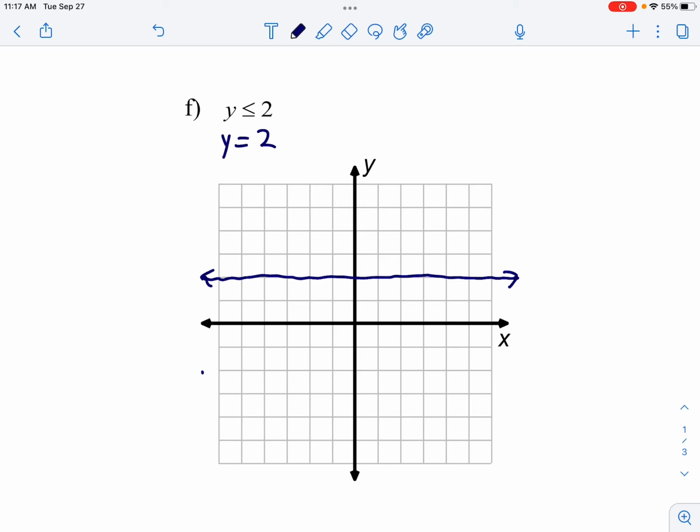All right, and we want y. Let's look at our inequality here. y is less than or equal to 2. So this is the line where y equals 2. We want to shade all the y's that are less than 2, so below that line.